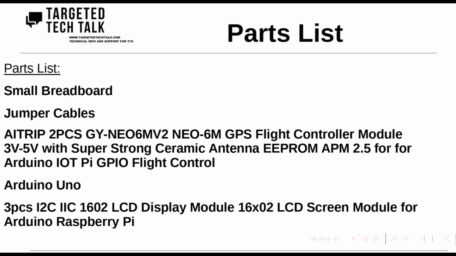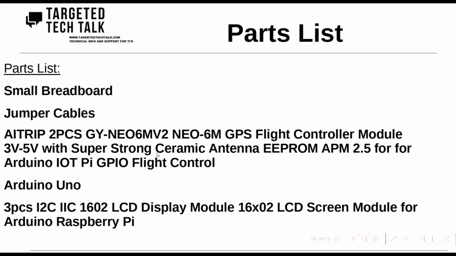So now I'll go through some of the details of the parts list for this project. This is designed as a home lab kind of setup. So we've got a small breadboard, jumper cables are pretty cheap. And then this is the specific GPS module that I use. It's marketed as a flight controller for drones, but it includes a ceramic antenna, and it works just as well for a lab setup environment here. And it's fairly inexpensive. I think I got 2 of these units for something like $8 or $9.